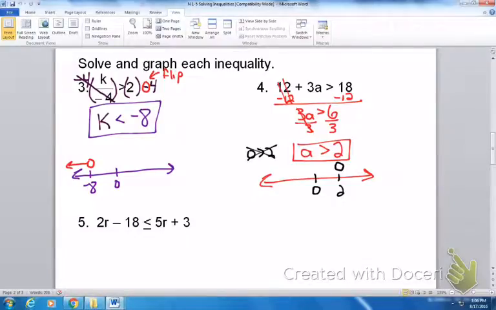Well, it's not, so it can't go to the left. Just to check, I'm going to pick like 4. Is 4 greater than 2? Well, that's true, so I'm going to draw my arrow in that direction, okay? So be careful when you're drawing those graphs. Once you practice and if you plug in numbers, it'll be really easy to get those right. Let's go on to number 5.